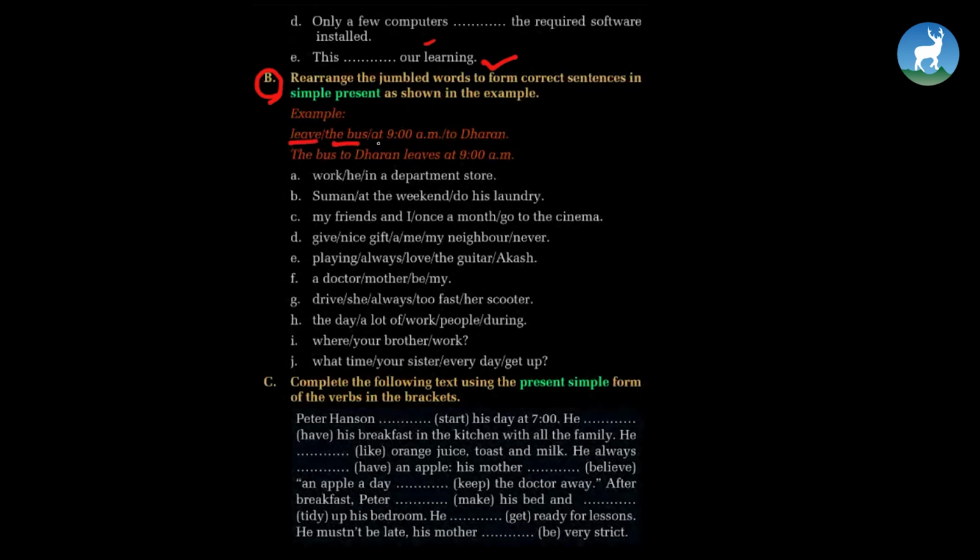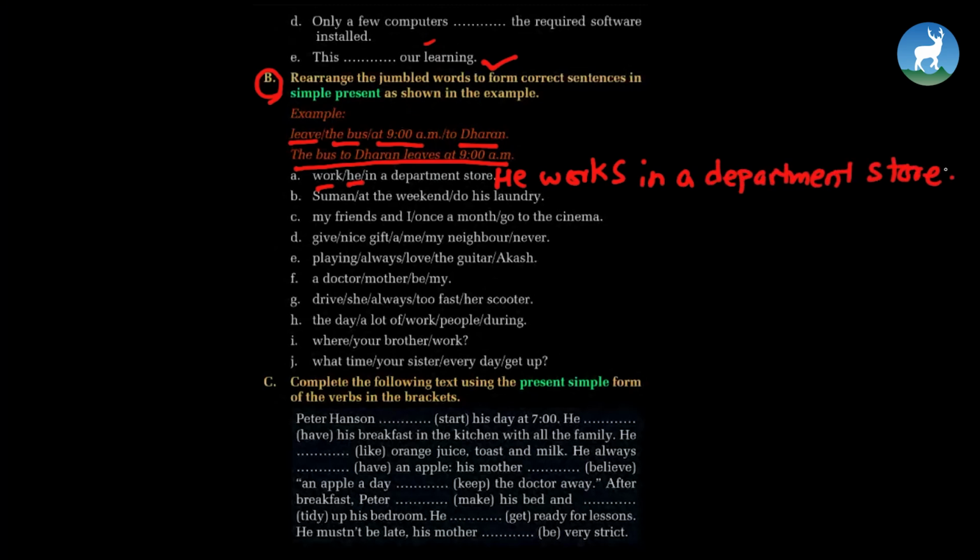Leave the bus at 9 a.m. to Dharan. We have to form a sentence using all these words. The bus to Dharan leaves at 9 a.m. So let's do the first one. Work he in a department store. He works in a department store. So the answer is he works in a department store.